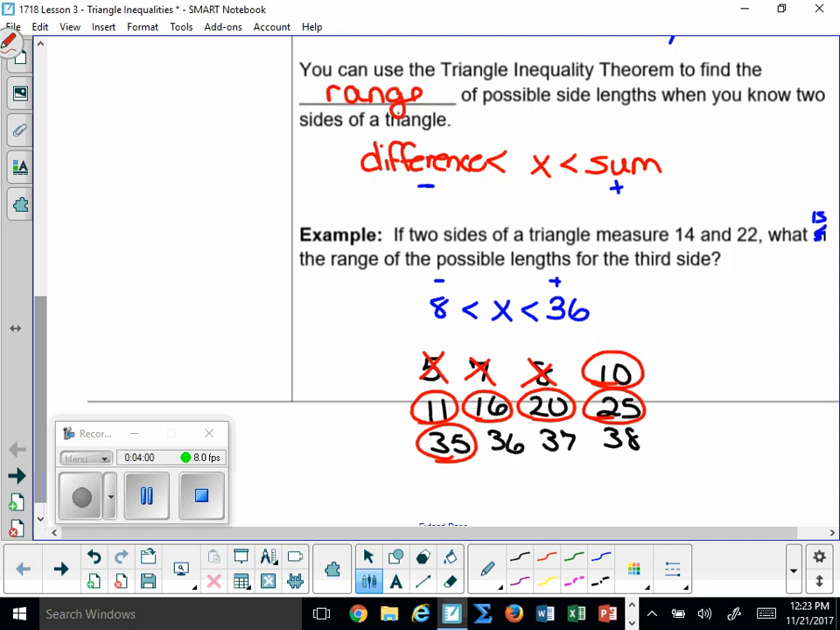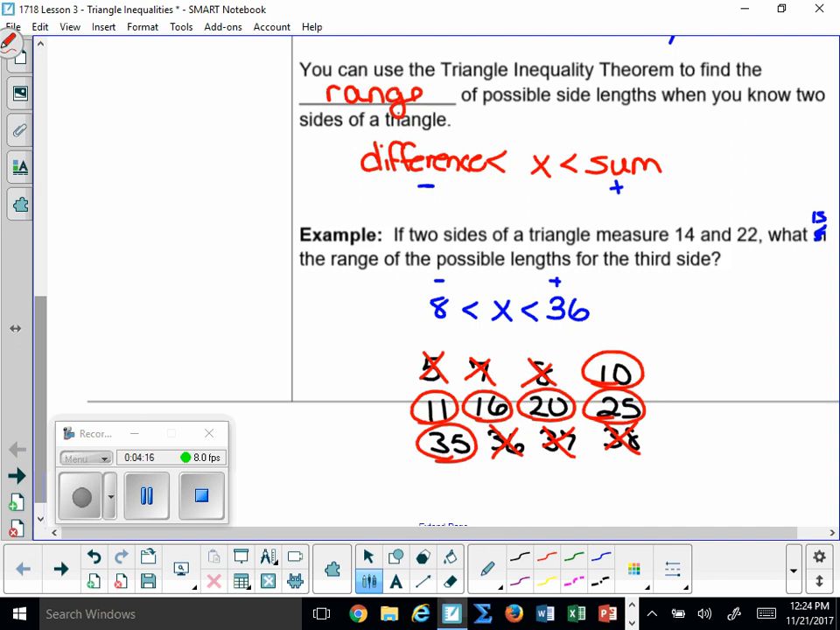What about 36? Will 36 work? No. It has to be smaller than 36. And these last two values won't work. So there's more than one way to ask this question, is the point I'm trying to get across.